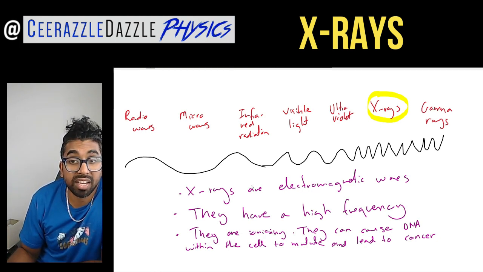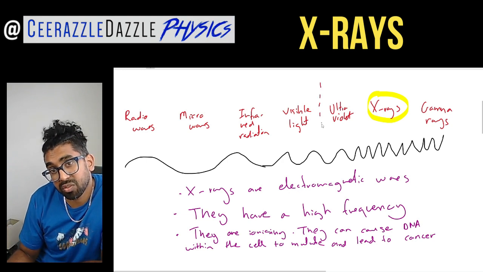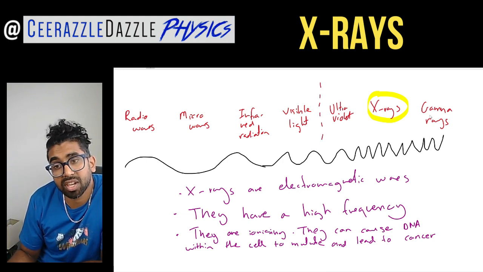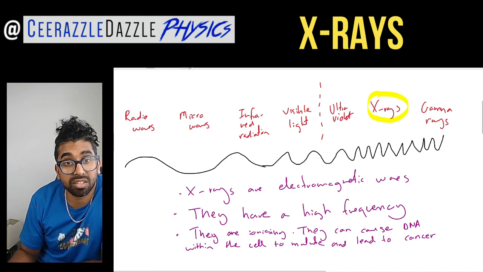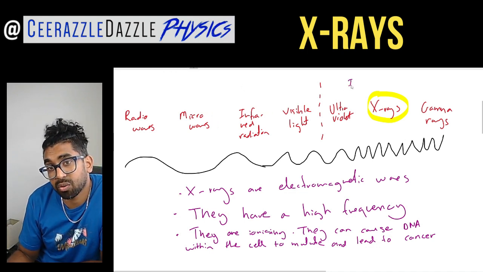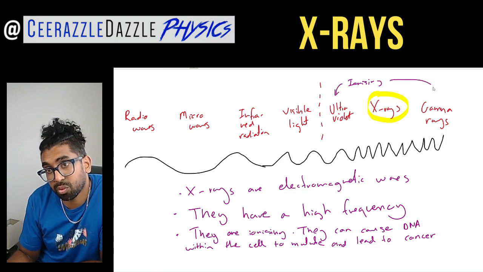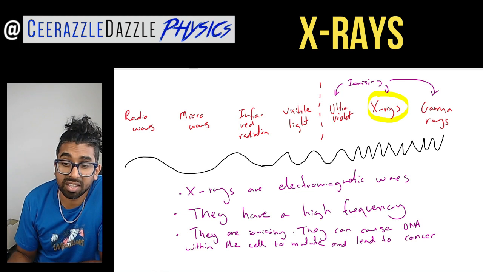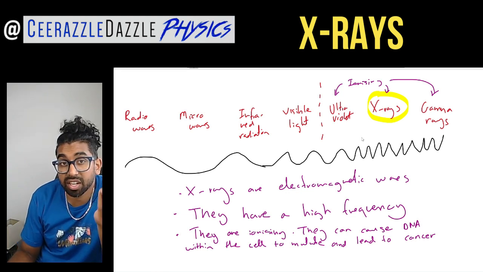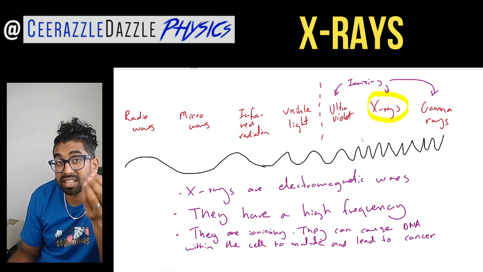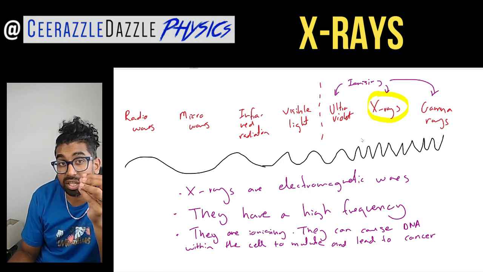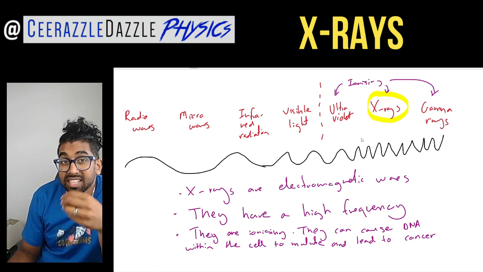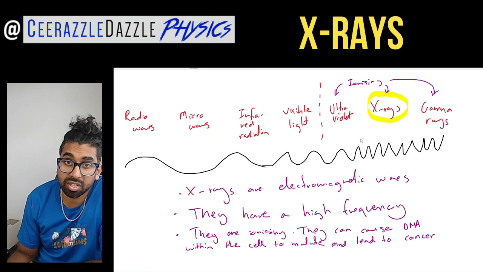They are also ionizing. So don't forget these ones over here, ultraviolet, X-rays and gamma rays. These are the ones which are ionizing. So I'll just put that at the top over here. These three are ionizing. So X-rays are ionizing radiation, guys. So that means that the DNA within your cells can actually mutate, and therefore this can lead to cancer. So they are quite dangerous, guys.